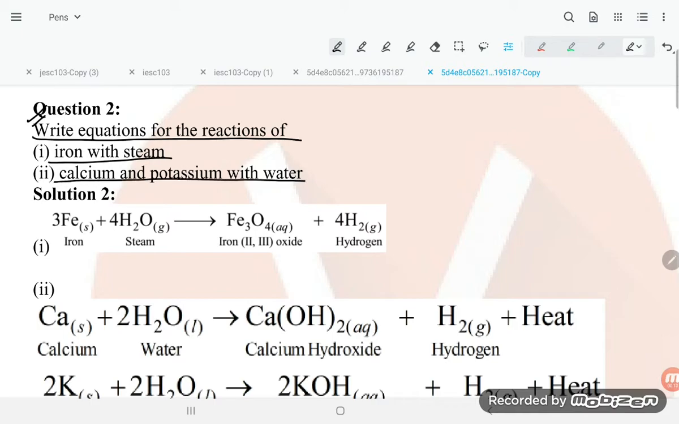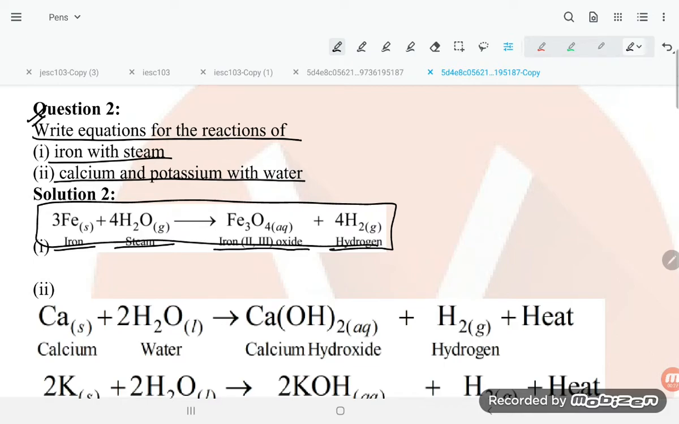Right, so iron with steam, students. If you are treating iron with the steam of water, it gives iron second and third oxide, and at the same time hydrogen gas will be released. So when it reacts with the steam, it gives the oxide and hydrogen gas.